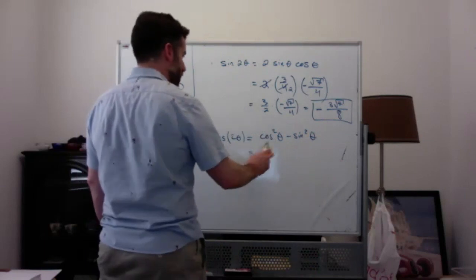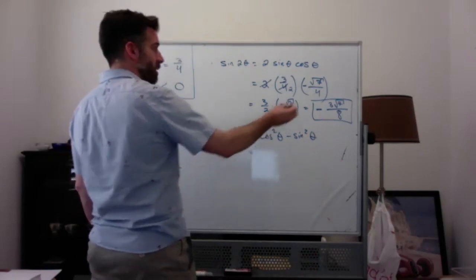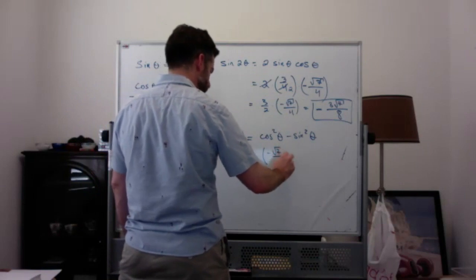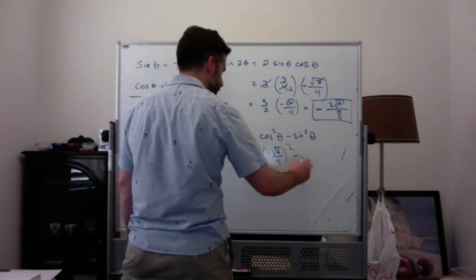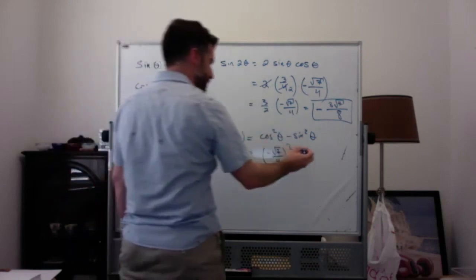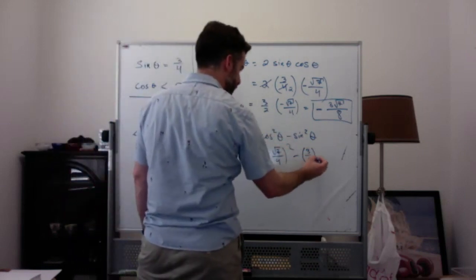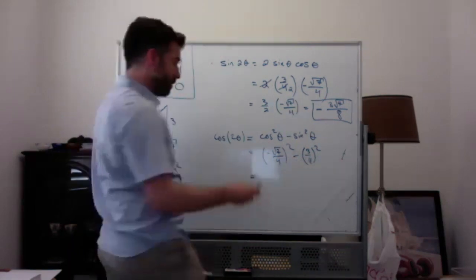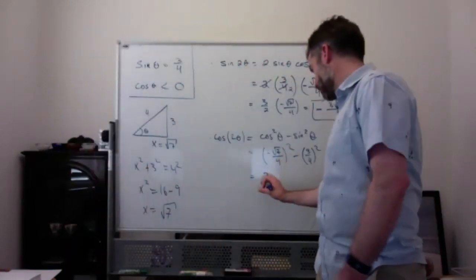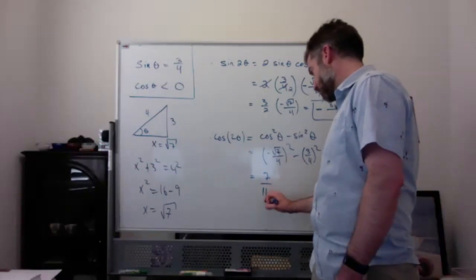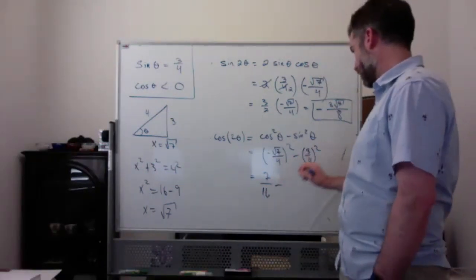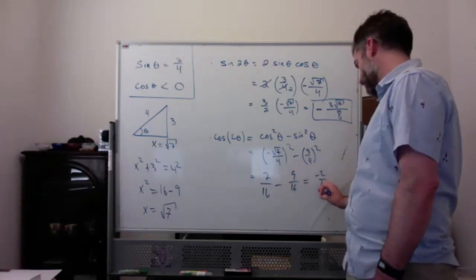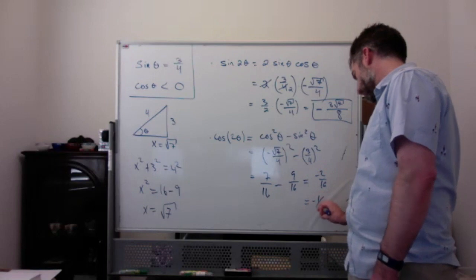So here, cosine of theta is negative root 7/4. So it's negative root 7/4 squared. Sine of theta is 3/4, so that's 3/4 squared. So I end up with a negative number squared is always positive. Root 7 squared is 7. 4 squared is 16. Minus 3 squared is 9. 4 squared is 16. So I get negative 2/16, which is negative 1/8.